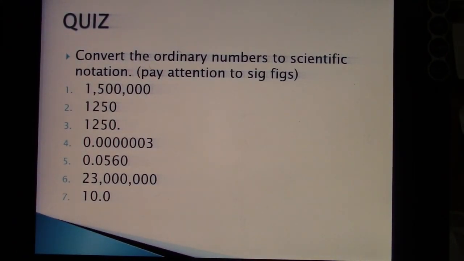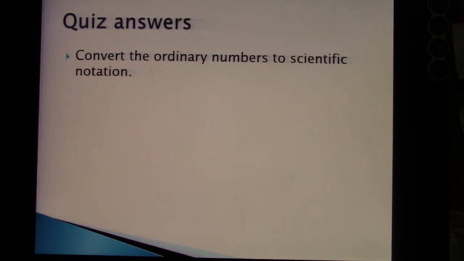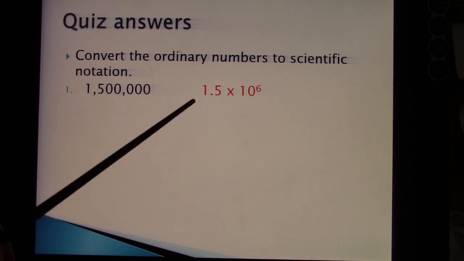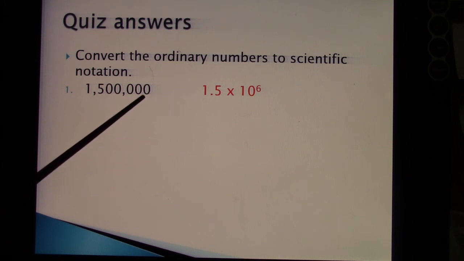Take these numbers and put them in scientific notation. Pay attention to sig figs. Let's do these. Here's the answer. This one just has 2 sig figs, so the answer should have 2 sig figs. Put the decimal and go 1, 2, 3, 4, 5, 6. That's 1.5 times 10 to the 6th.